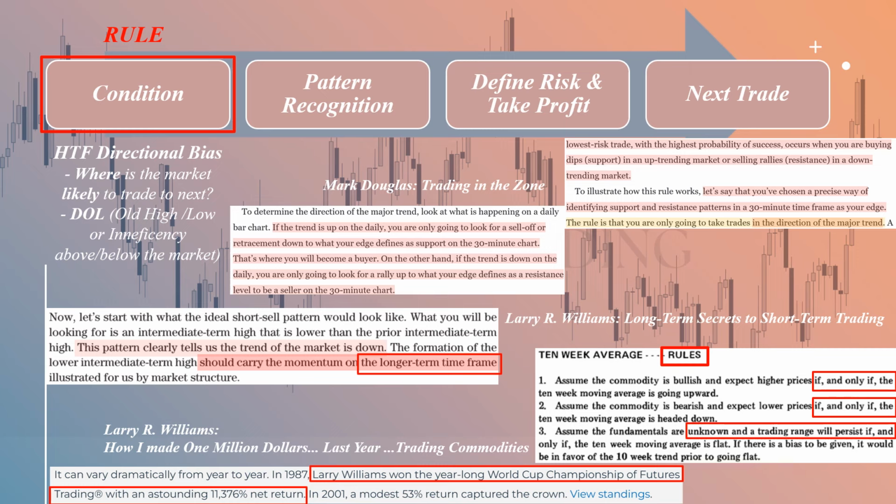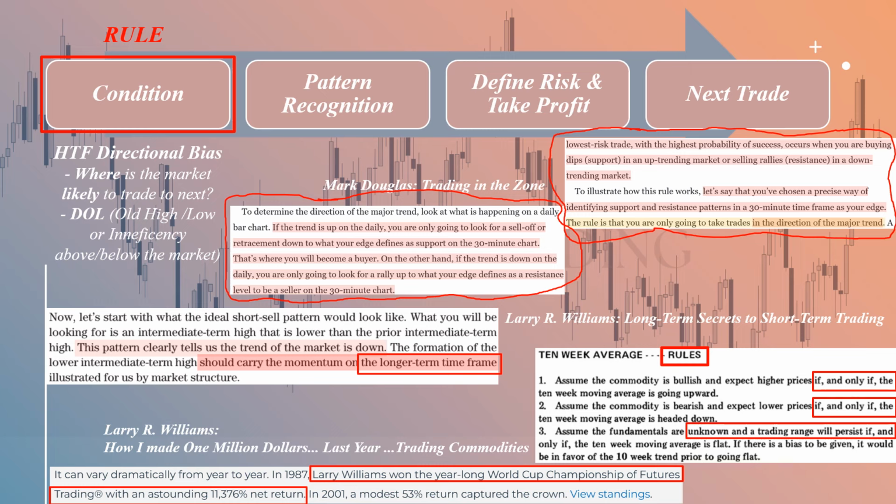To prove my point that trading with a higher time frame bias is the most important aspect of trading, I included some snapshots from different trading books. The first 2 snapshots are from Mark's book Trading in the Zone. He states that the lowest risk trades with the highest probability of success occur when you're buying dips support in an uptrending market or selling rallies resistance in a downtrending market.